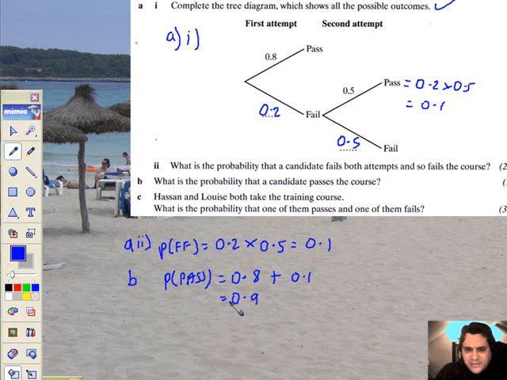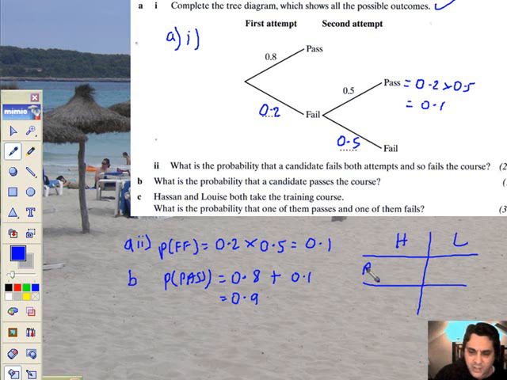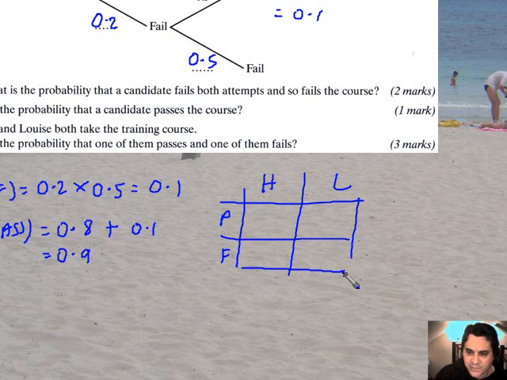Now we've got two characters. We've got Hassan and Louise, both take the training course. What is the probability that one of them passes and one of them fails? Okay, so let's just take a look at that. I've got Hassan, I've got Louise. Just do a little chart to see what's going on here. We can have pass or we can have fail. Alright, now let's just take a look at that. Hopefully I'm not in the way there.